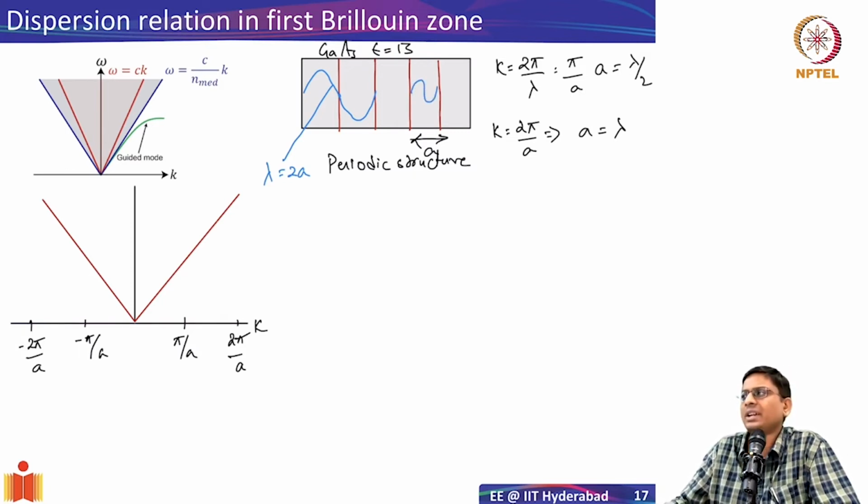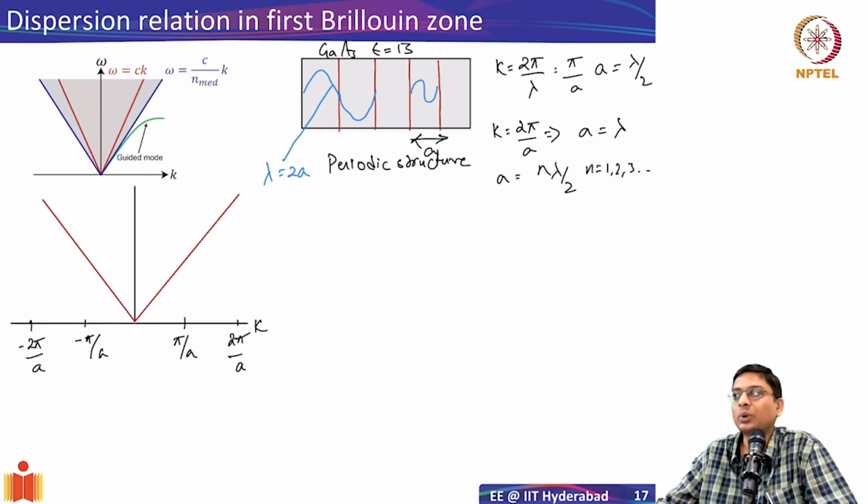Okay. I mean, I can even generalize it, and I can tell you that whenever a equal to n lambda by 2, any integer multiple, n equal to 1, 2 and 3 and so on, some interesting things happen. All right. And what are those interesting things?